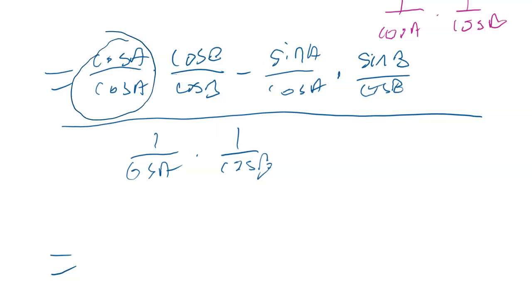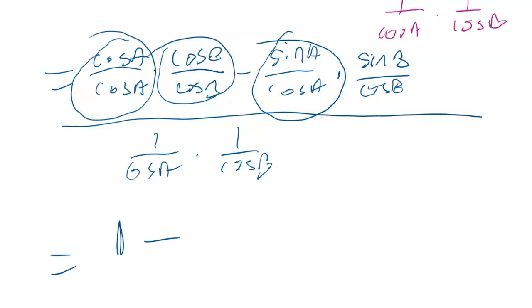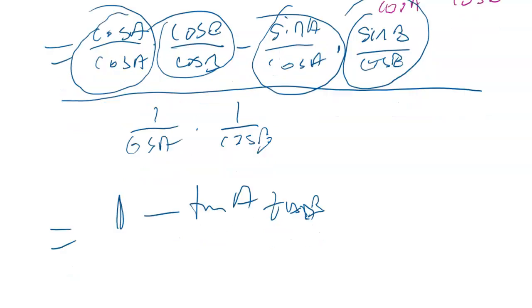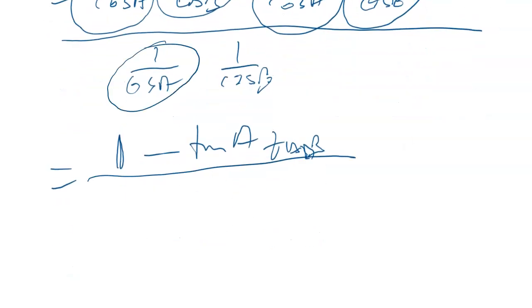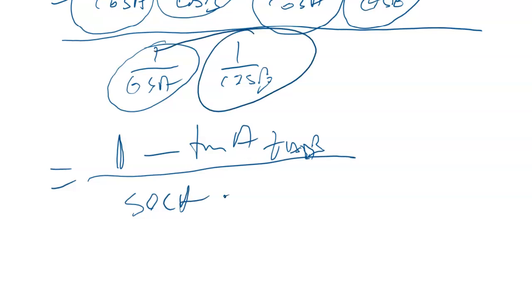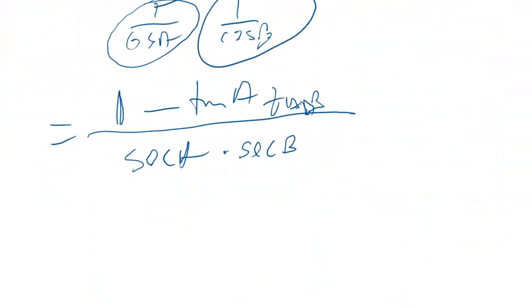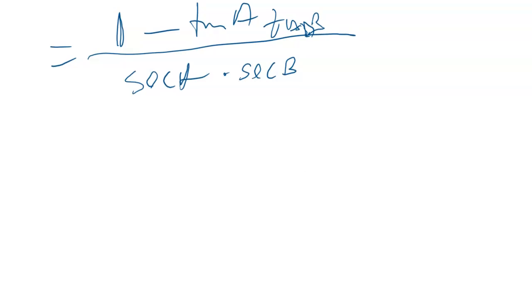So this is going to turn into 1. That's going to turn into 1. 1 times 1 is 1. This is going to turn into tangent A. This is going to turn into tangent B. Oops, there's a tangent B, I swear. And then 1 over cosine of A is just secant A, and 1 over cosine B is just secant B. And there is the right-hand side. We are officially done. It's all good.